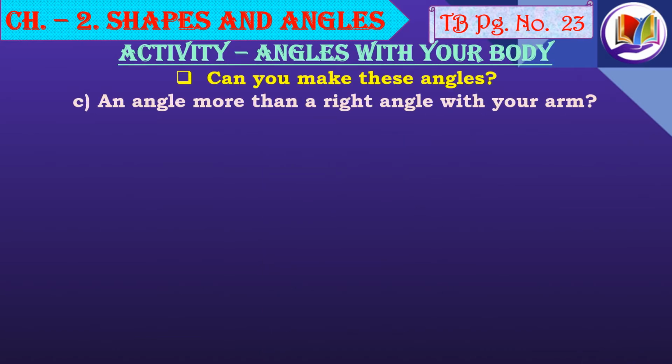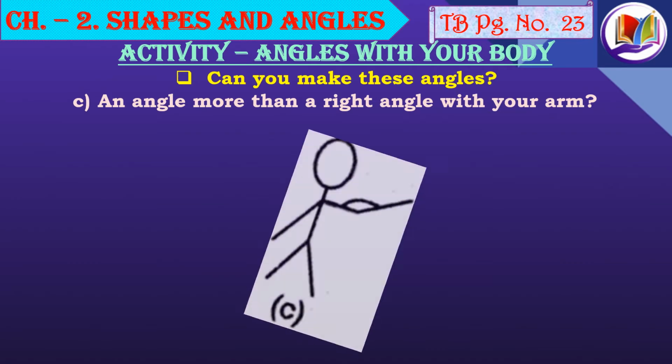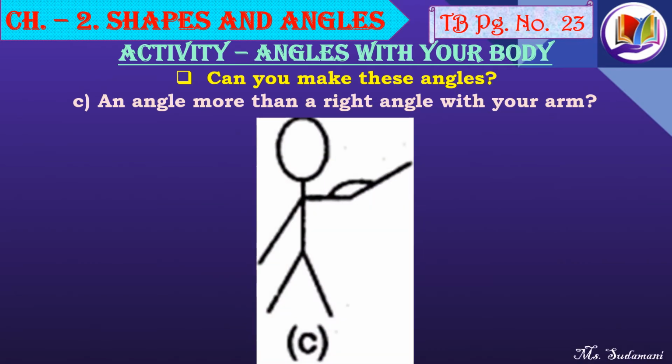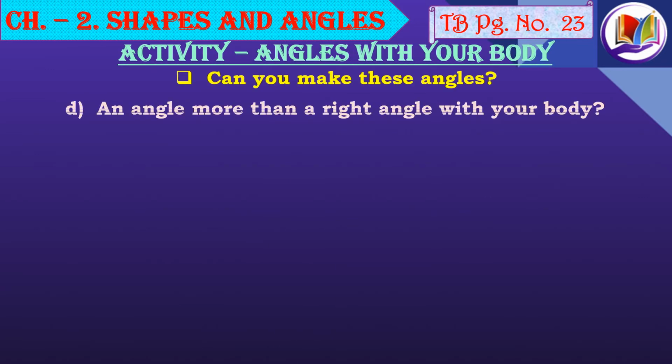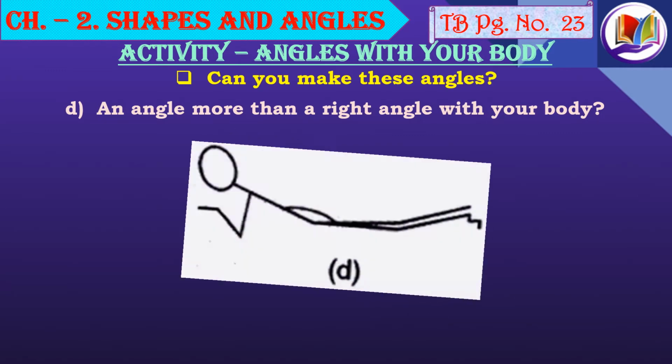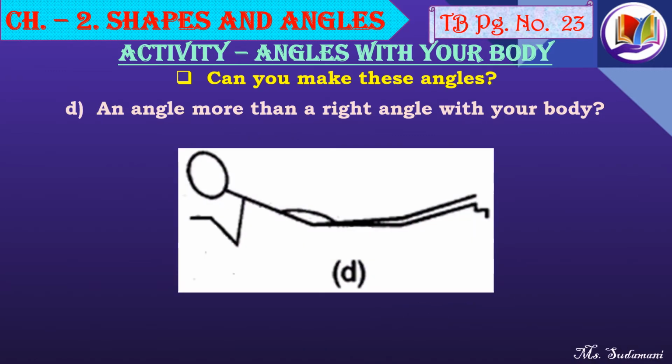Angles with your body. Can you make these angles? An angle more than a right angle with your arm. Yes, you can make an angle more than right angle with your arm here. You can try it out with your other hand also and form different types of angles. The next is an angle more than right angle with your body. Yes, of course, when you lie down, you are forming an angle more than 90 degree. That is more than right angle.